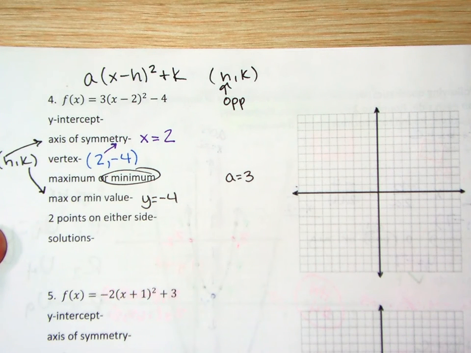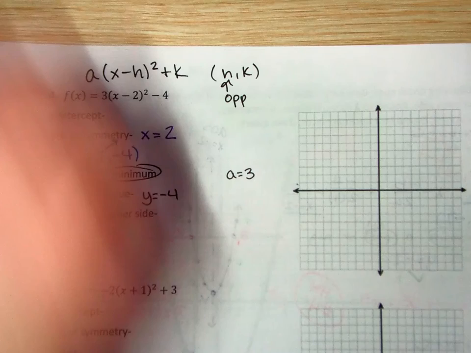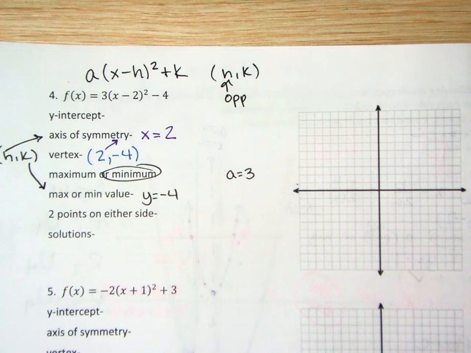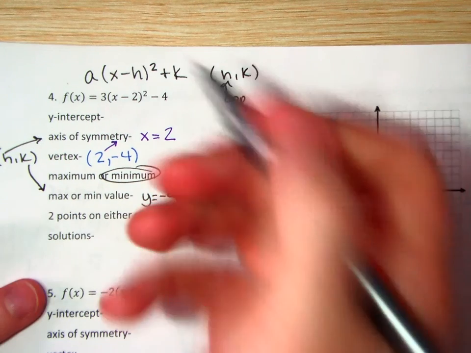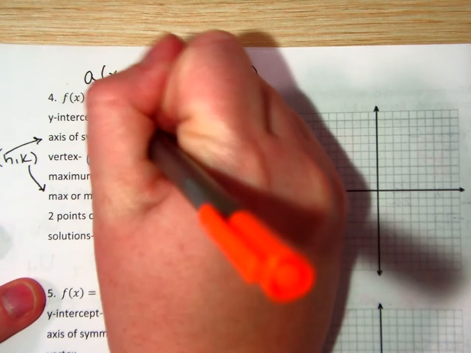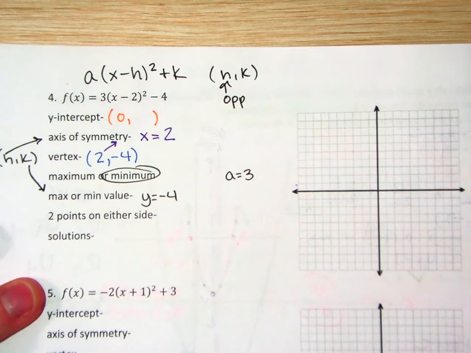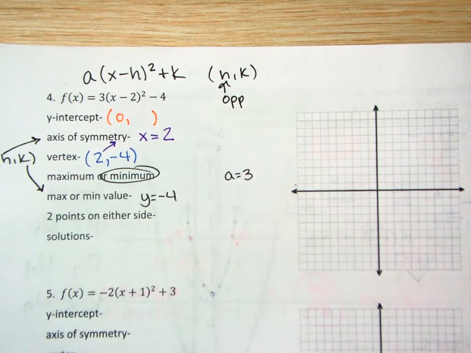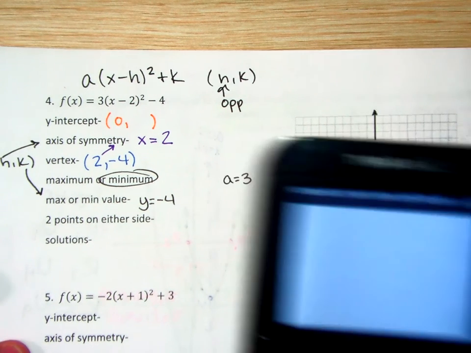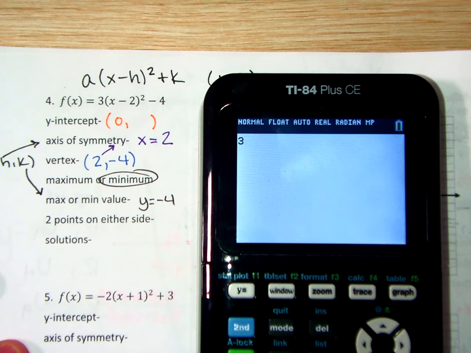Y-intercept. When you find your y-intercept, the quickest and easiest way is plugging 0 in for x, as we learned in standard number 1. I do that on my calculator. I will type it in exactly as I see it: 3(0 minus 2) squared minus 4. And I get the value of 8.